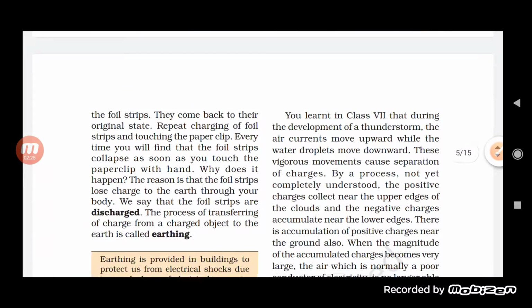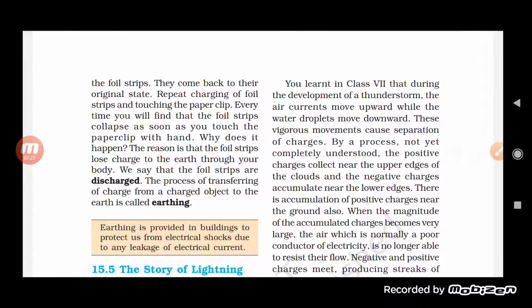So an aluminium foil is there which behaves like a strip, and when it is in touch with a charged body, it will move far apart from each other. But when it is touched with an uncharged body, again it will come closer to each other.